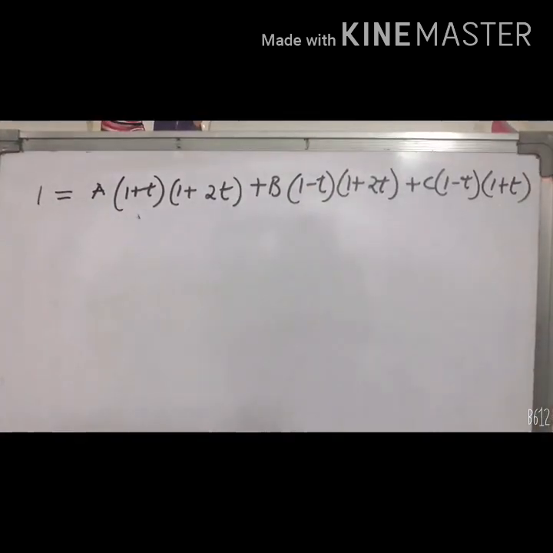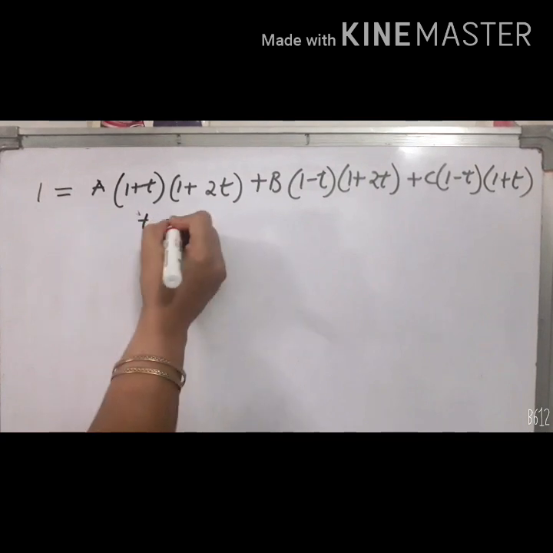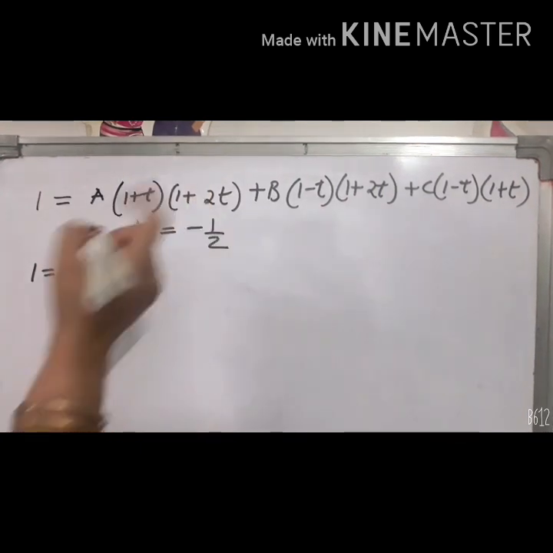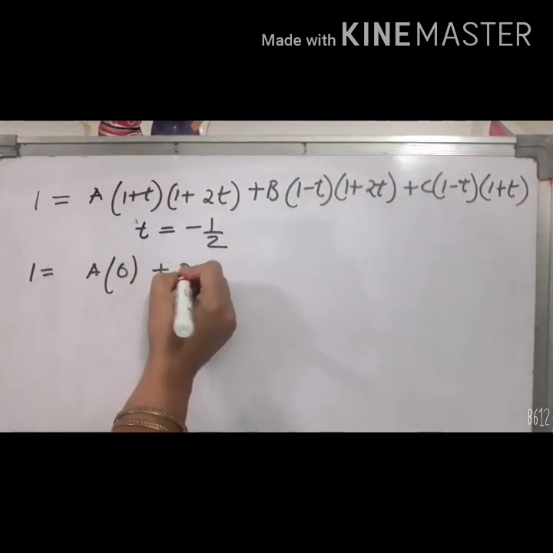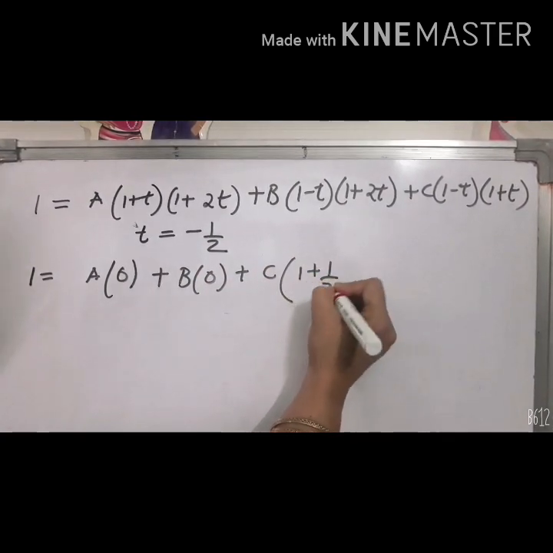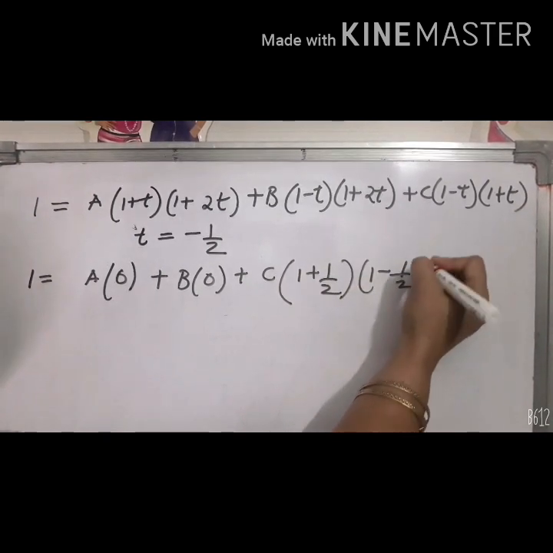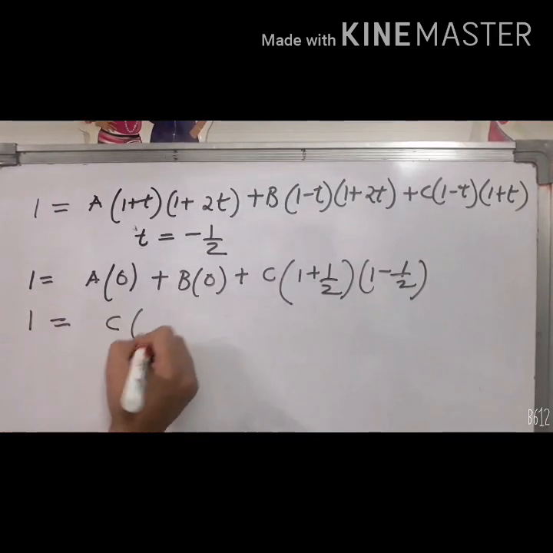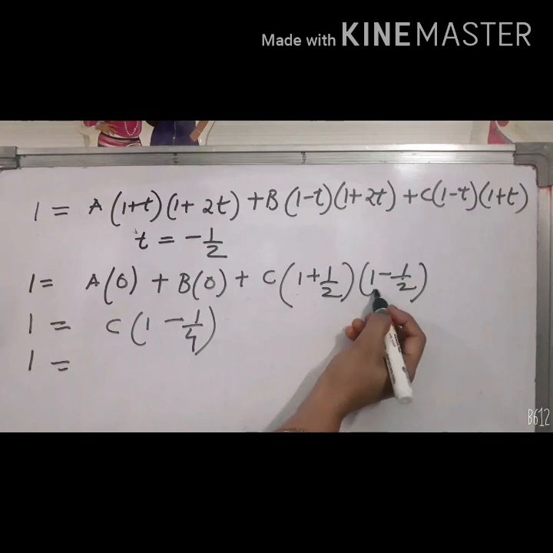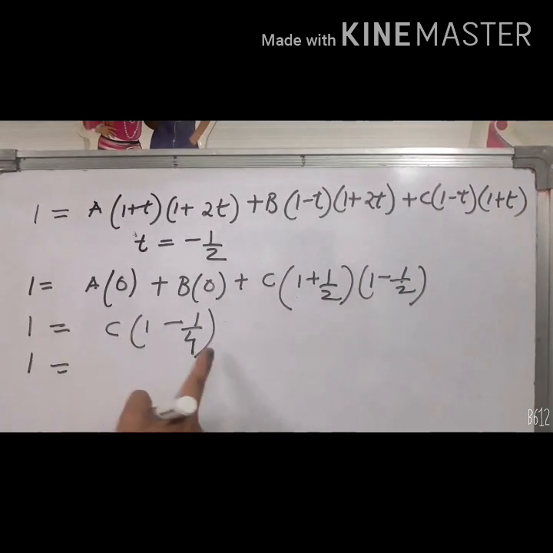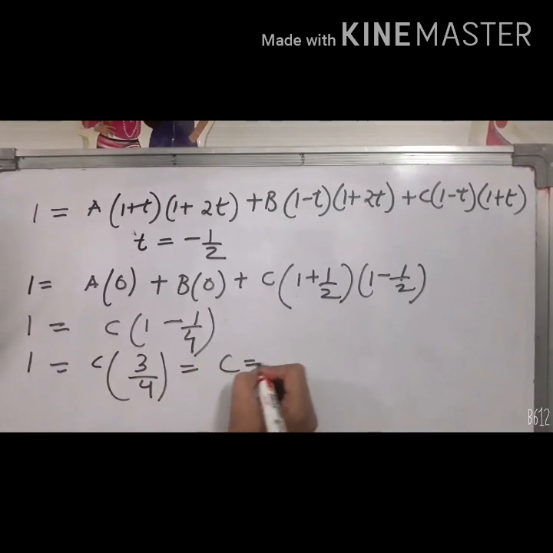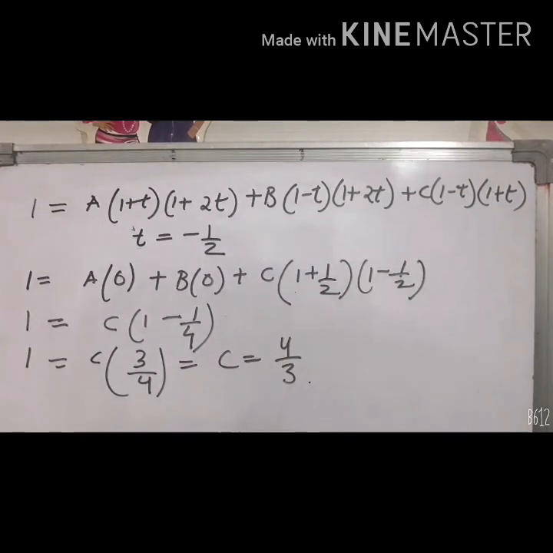Now we need to find out the third constant. For that I will put t equal to minus 1 by 2. When I am putting t equal to minus 1 by 2, A becomes 0, B becomes 0. I am getting C exactly. 1 is equal to C, 1 minus 1 by 4. How did I write 1 minus? A plus B into A minus B is A square minus B square. Okay. Now it becomes 3 by 4. That becomes C's value 4 by 3. I got all the three values.